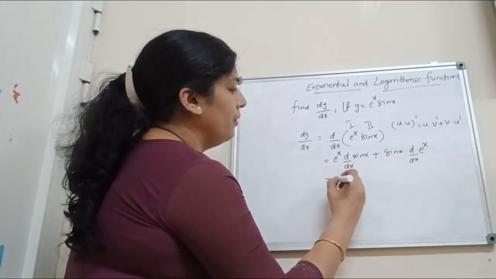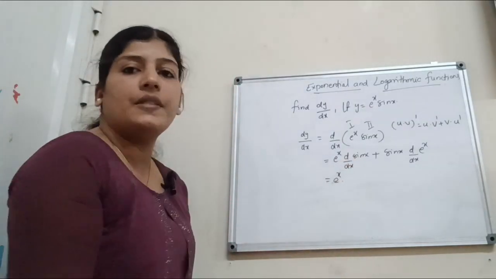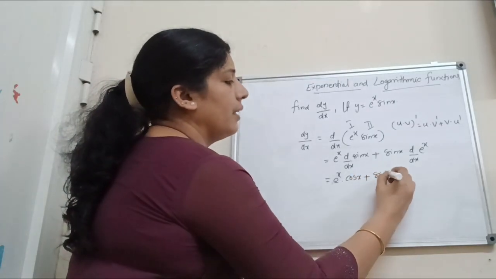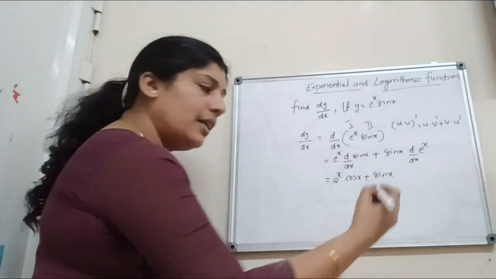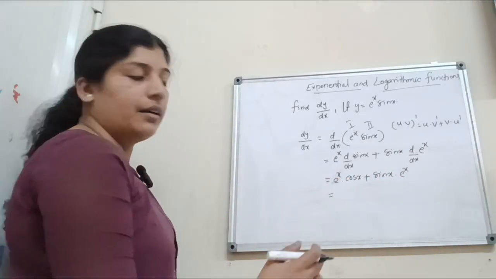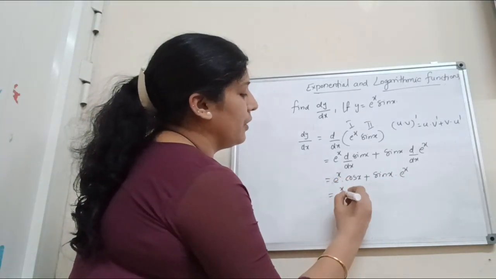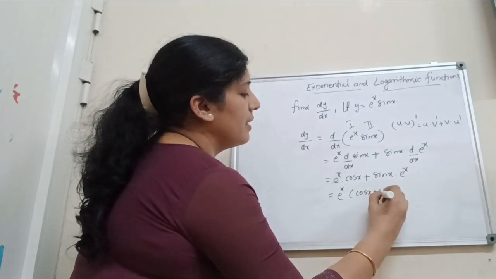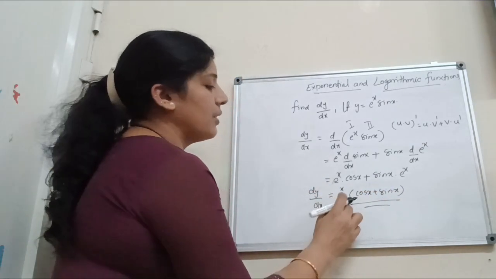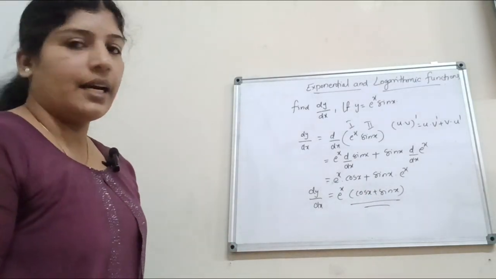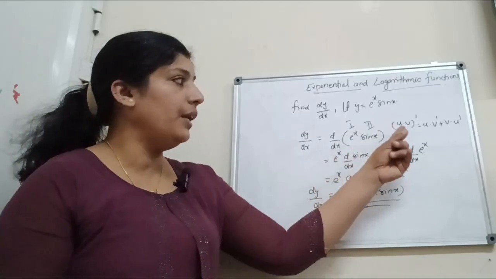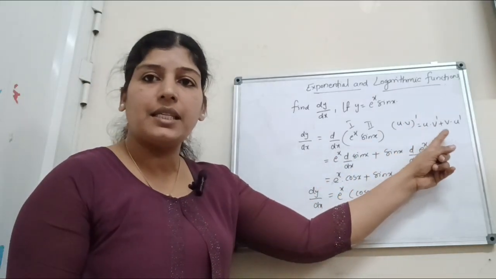It is equal to e raised to x into d by dx of sin x, which is cos x, plus sin x into d by dx of e raised to x, which is e raised to x. E raised to x is the common term, so we can take it outside. That is e raised to x into cos x plus sin x. Therefore, dy by dx equals e raised to x into cos x plus sin x. Here we have to apply the product rule. That means (uv)' equals uv' plus vu'.